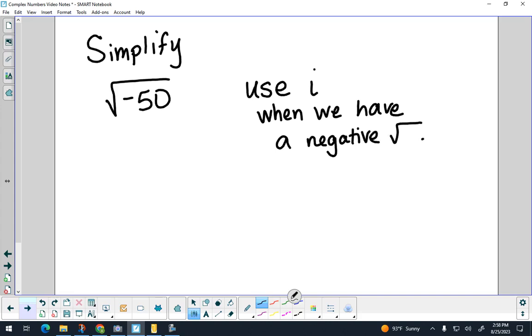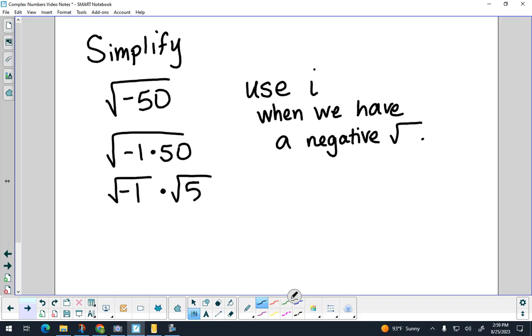And so one of the first steps is to use the i. In that case, I'm going to say that this is the same thing as the square root of -1 times 50, right? Okay, and so then let's break that down. That's the square root of -1 times the square root of 50. Well, didn't we say that the square root of -1 is i? Okay, remind ourselves that i is the square root of -1. So then that means this is i. And now I have the square root of 50.